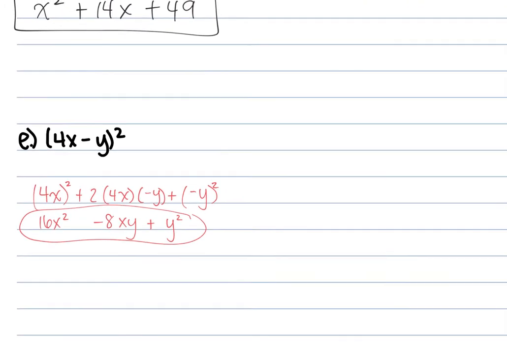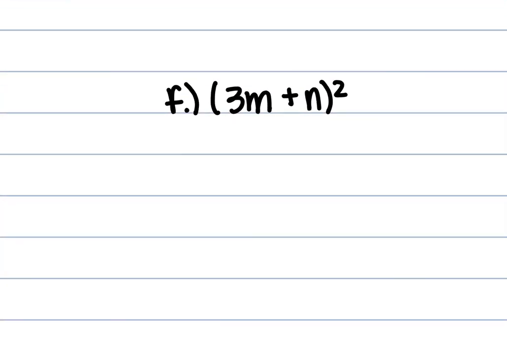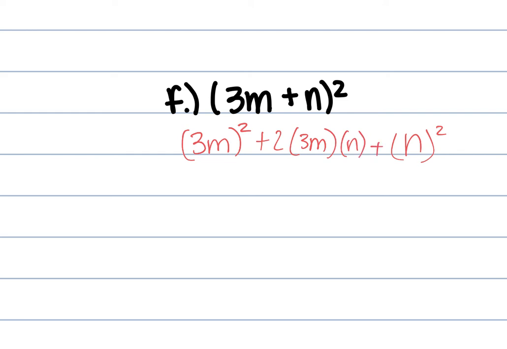Okay? F is going to be 3m. You're going to square it. You're going to take n and you're going to square it. And then you're going to have in the middle 2 times 3m times n. So we're going to have 9m squared plus 6mn and then plus n squared.